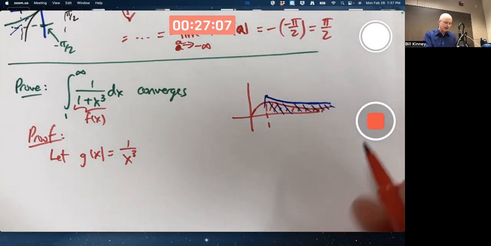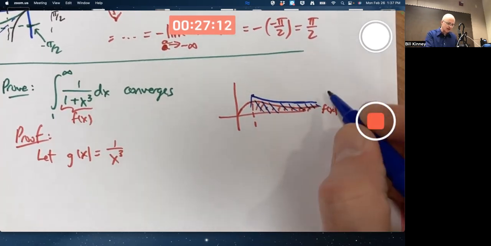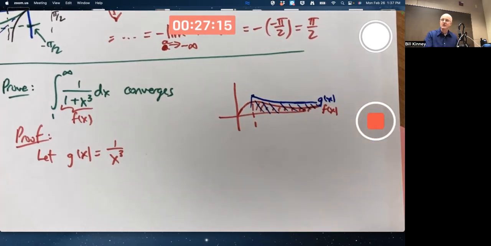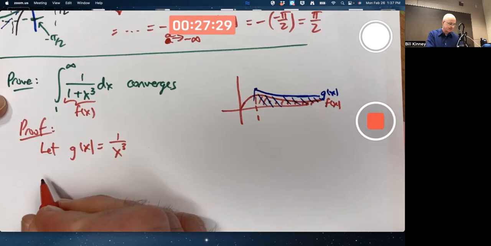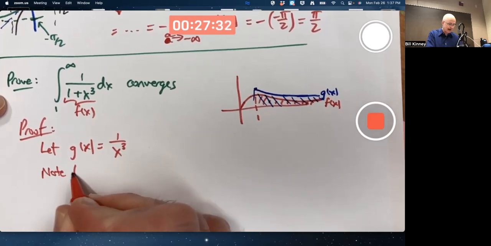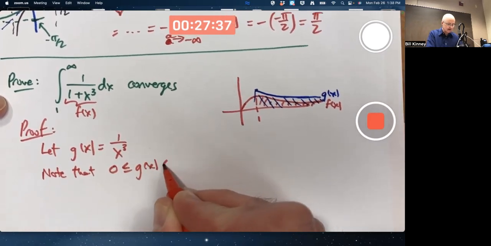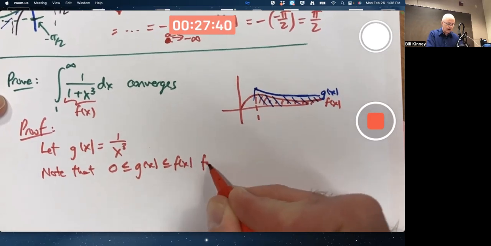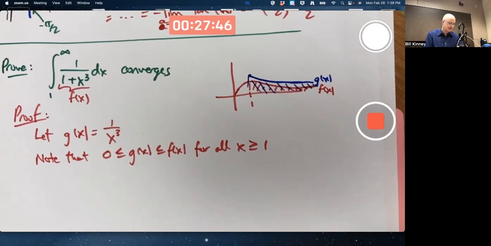Is it true, though, that f of x is like the red graph and g of x is like the blue graph? Is the graph of f always below the graph of g? Yes, it is. Because I'm dividing by a bigger number in f than I am in g, making the entire fraction for f smaller than it is for g. Let g of x be this function. Note that it does turn out to be important that these are both non-negative functions for all x greater than or equal to 1. That is important to note.